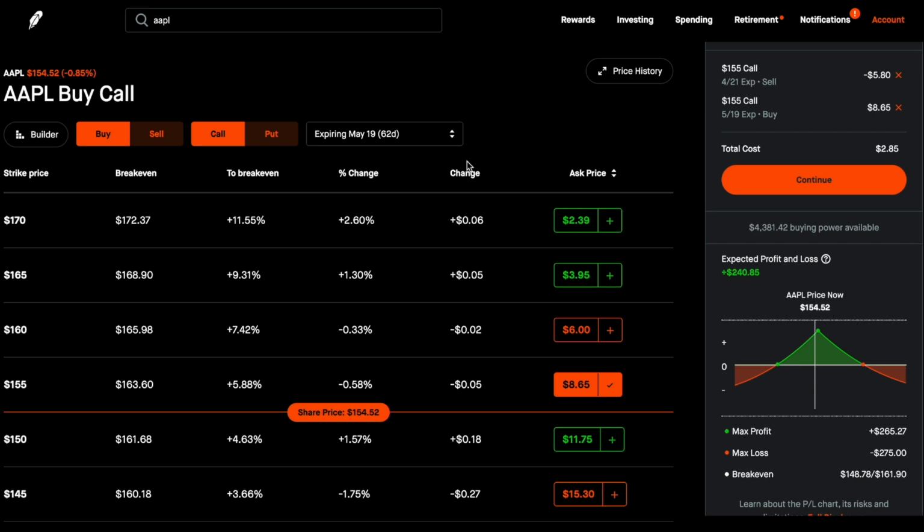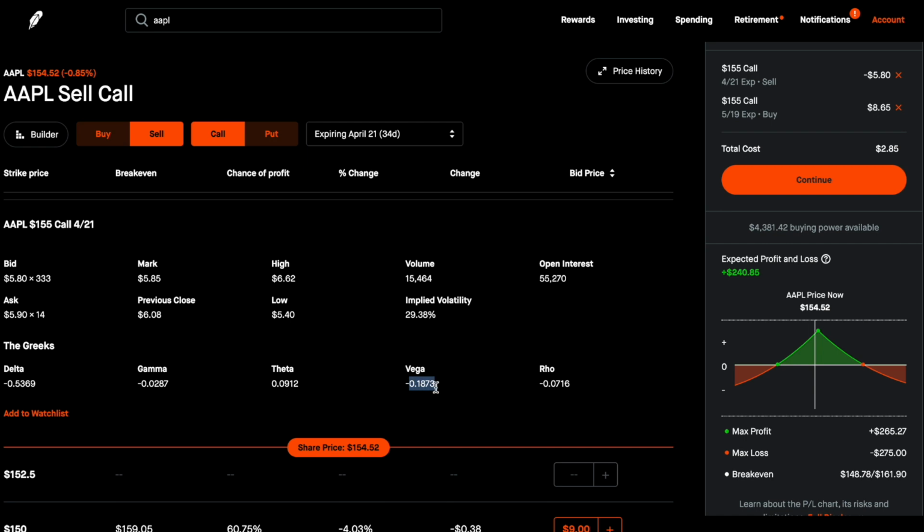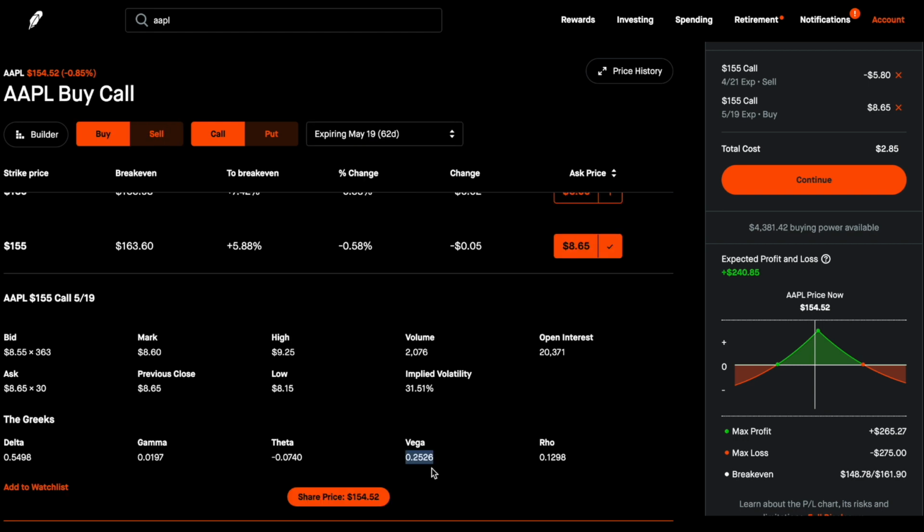Let's take a look. So the front month options contract's vega is 0.1873. Let's now look at the vega of the back month. So as you can see, the vega value of the back month option is a larger absolute value. Therefore, it's going to be more sensitive to volatility. Basically, what vega means is for every 1% increase in volatility, this contract is going to appreciate 25 cents.